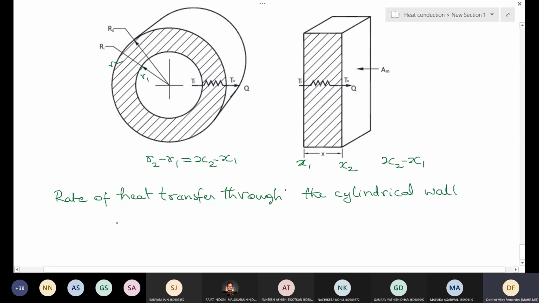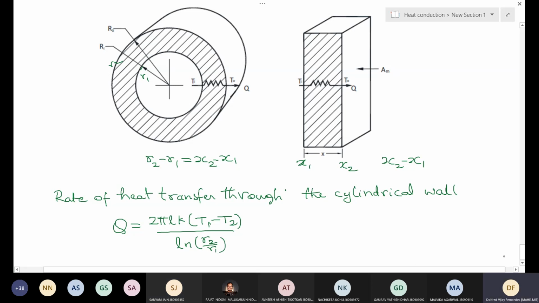Can you tell me? Q equal to 2 pi Lk into T1 minus T2 by ln R2 by R1. ln R2 divided by R1. Okay.